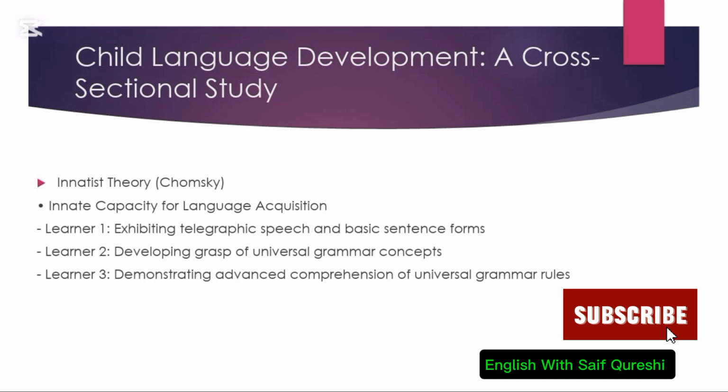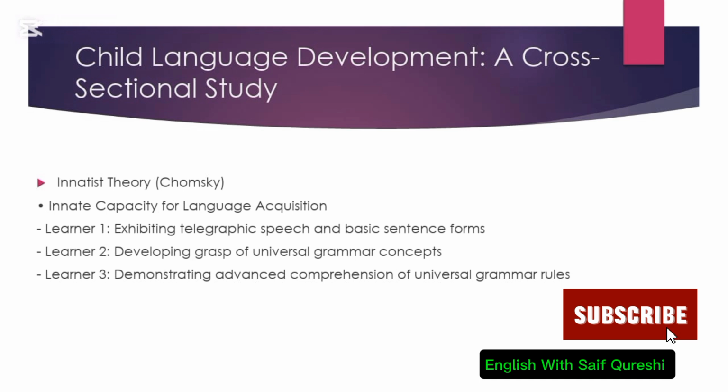What this theory says, the first point is innate capacity for language acquisition. This theory says that kids are born with natural ability. They have an innate ability to learn language. Learner 1, exhibiting telegraphic speech and basic sentence forms. So learner 1, whose age is 3 to 4 years, uses simple sentence structures.